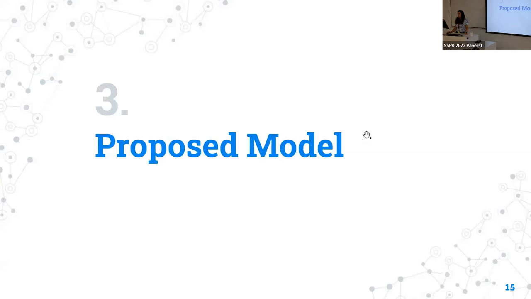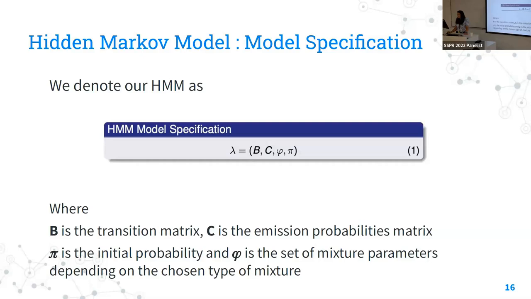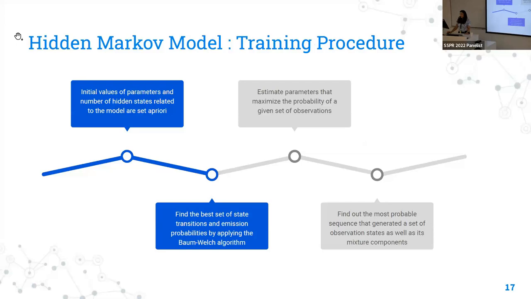So to sum up the work at a higher level, we have used hidden Markov models that we denoted as follows. And we have opted for the following training procedure, where at first we initialize the values of the parameters, and the number of hidden states is set a priori. So we choose the number of hidden states. Then we find the best set of state transition and emission probabilities by using the Baum-Welch algorithm, which is nothing but the expectation maximization algorithm. After that, we estimate the parameters that maximize the probability of that given set of observations. And then at the end, we hopefully find the most probable sequence that generated that set of observations, as well as the mixture components to solve that problem.